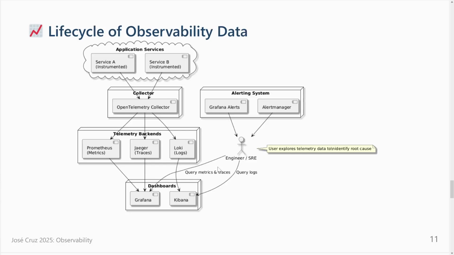Okay. Lifecycle of observability, again, our architecture. So we have here our services, an application service that sends something to a collector.